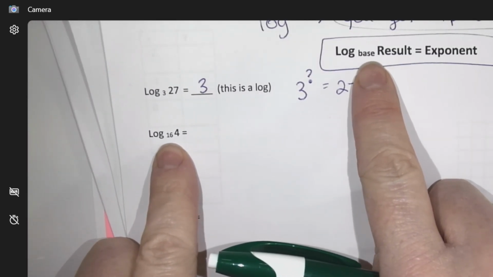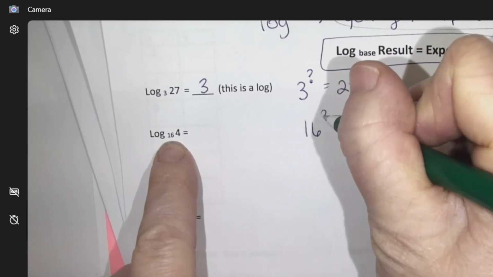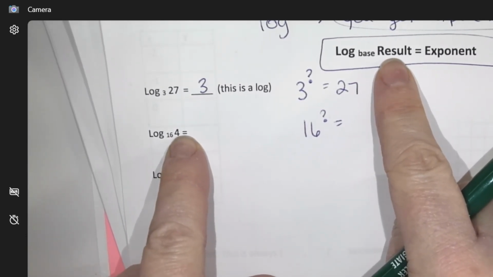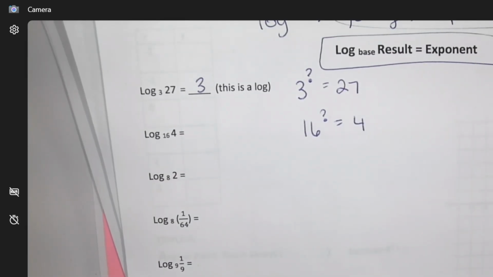Okay, so here we go. I'm following the format. The base is 16. We have to think of the exponent that has a result 4. Can anybody think of this one? It's a little bit tricky. 16 to a what would get you to 4? And I should tell you that you would never touch a calculator on this kind of stuff.